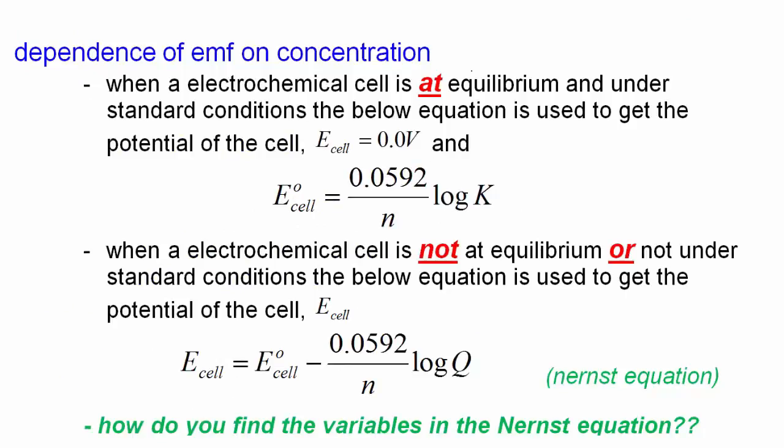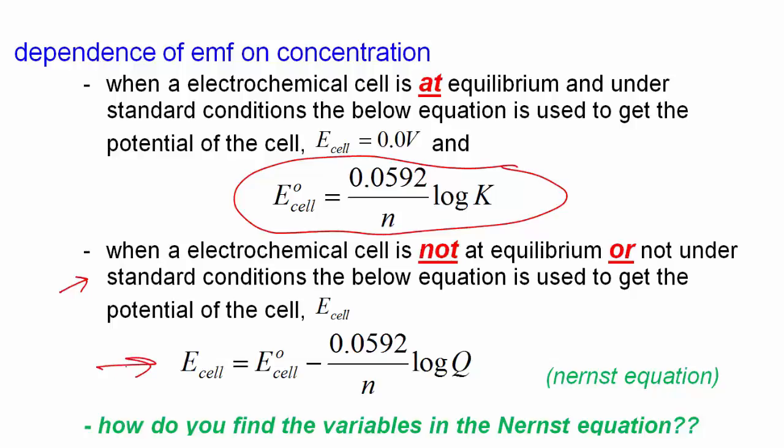Dependence of EMF, cell voltage, on concentration. When an electrochemical cell is at equilibrium and under standard conditions, the below equation is used to get the potential of the cell. Okay, we've had that before. That E0 cell is 0.0592 over n log of K. Nothing really new there. What they're saying here, this is what's new. When an electrochemical cell is not at equilibrium or not under standard conditions, the below equation is used to get the potential of the cell.